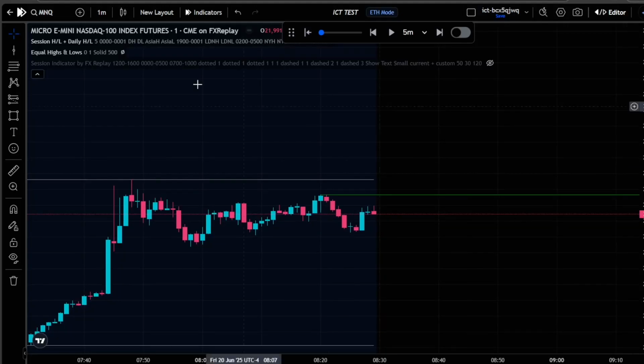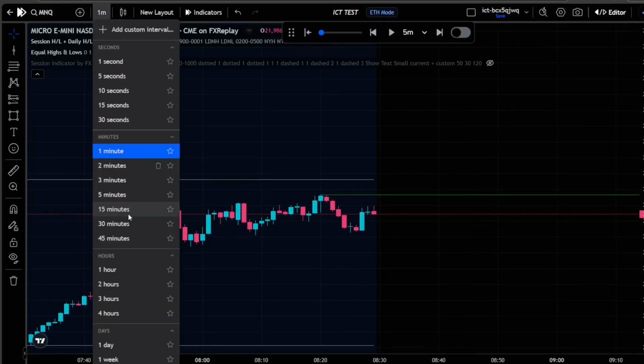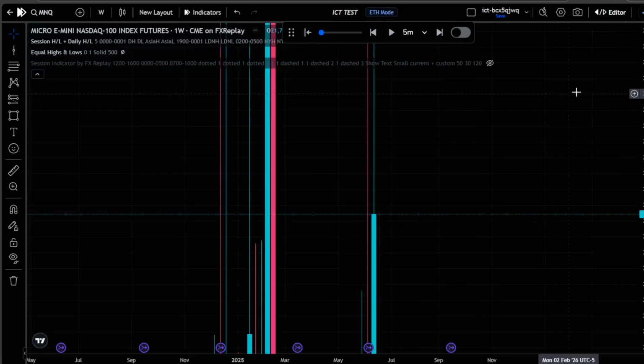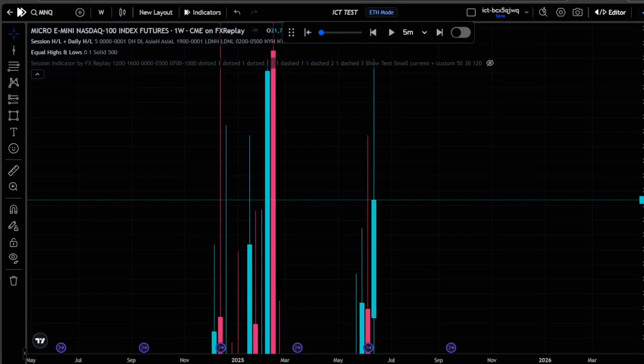So I want to run through a quick backtesting session using the ICT 2022 model. I just want to show you guys, I guess, what I've been doing and how to mark it out. It's been working pretty well.